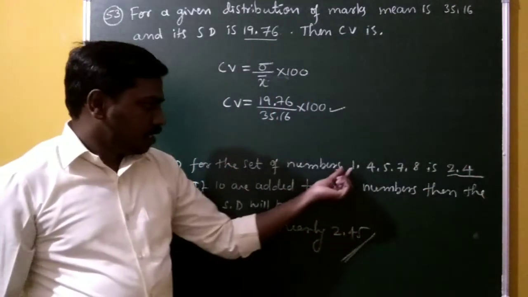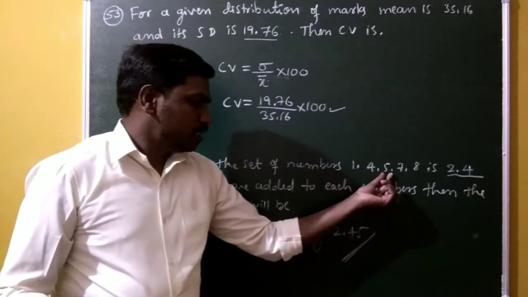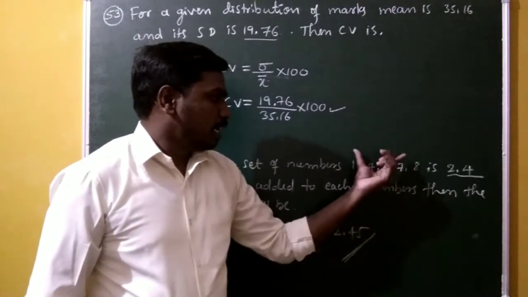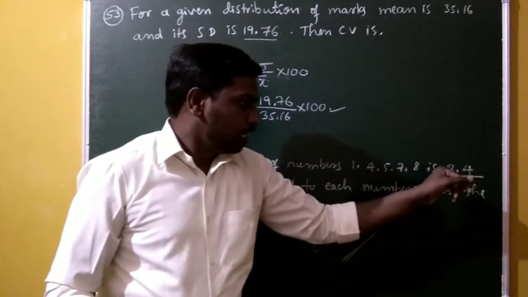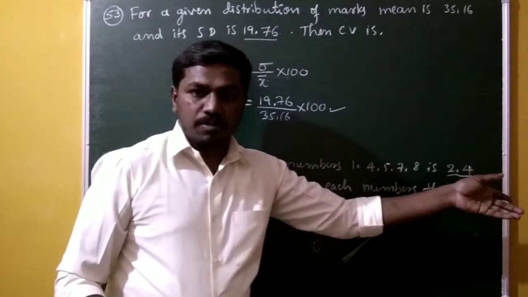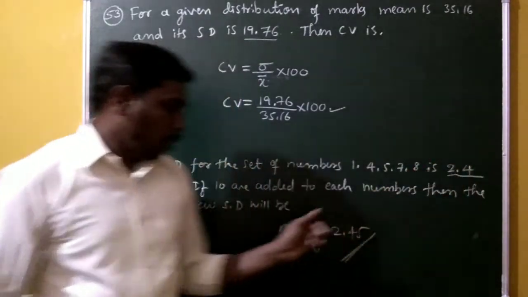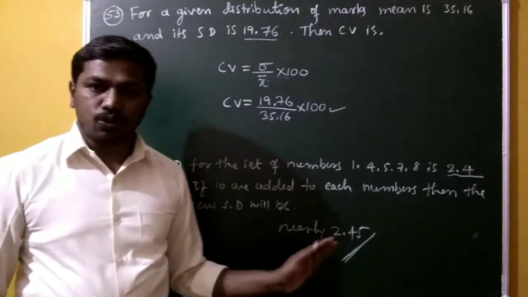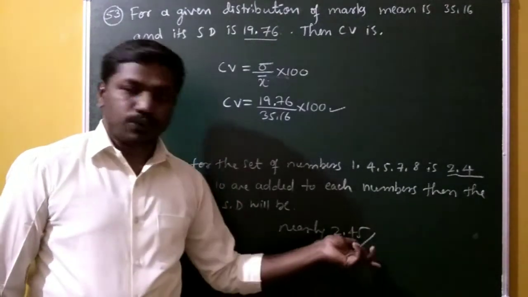If we add 10 to 1, we get 11, then 14, 15, 17, 18. So for the new observations, what is the standard deviation? It is nearly 2.4 something. Looking at the options, nearly 2.45 is there, so take the option as 2.4 something, which is nearly 2.45, right?